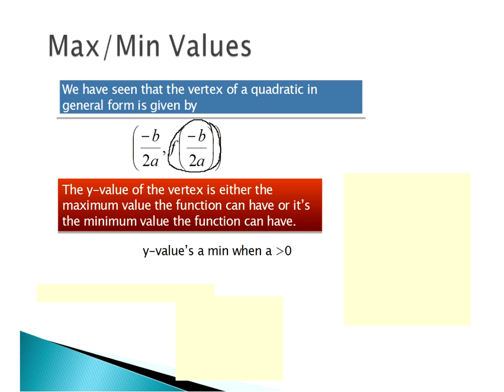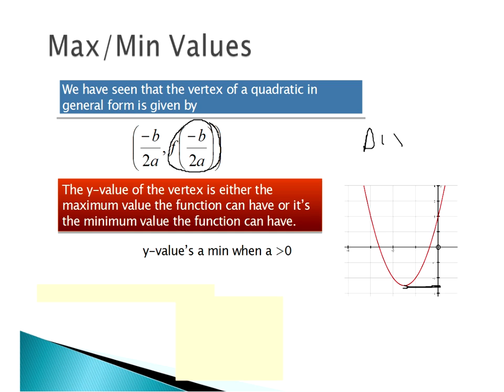If it's a minimum value, that's going to be when a is greater than 0, and that's because there's no reflection, and you can see the minimum value here is the y value of the vertex. There's no restrictions on the x values. Remember, the domain is all real numbers. And so there's no maximum or minimum value for the x values. It's always the y value. And so if a is less than 0, then we know the graph's been reflected, and the y value, again, of the vertex is a maximum.